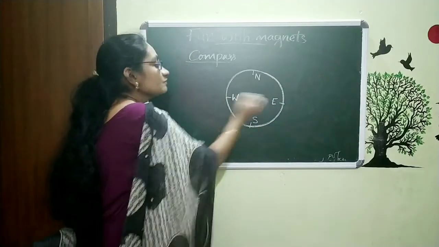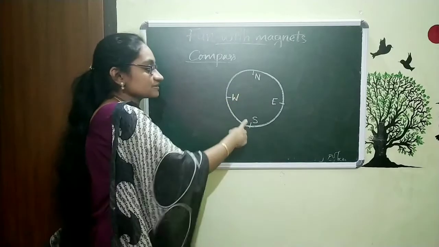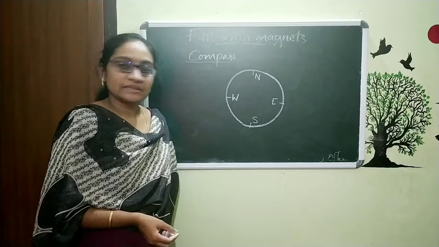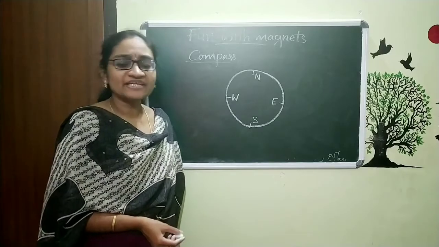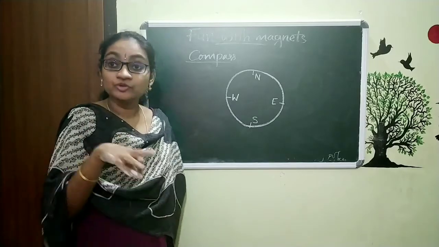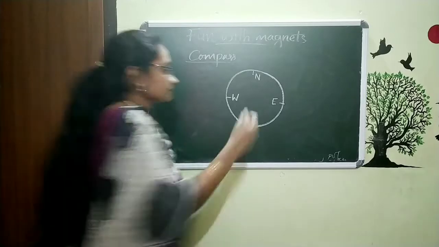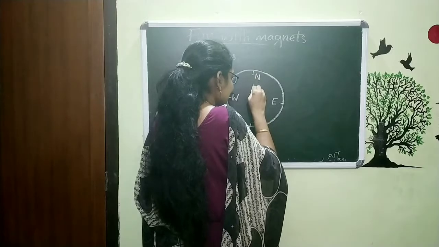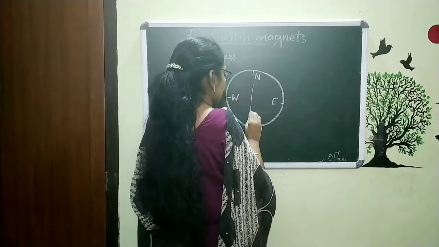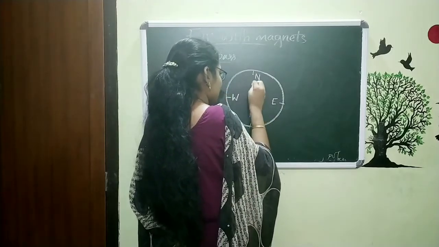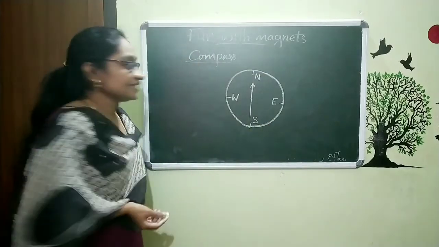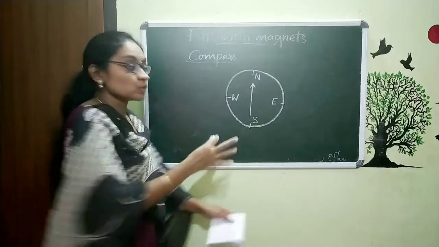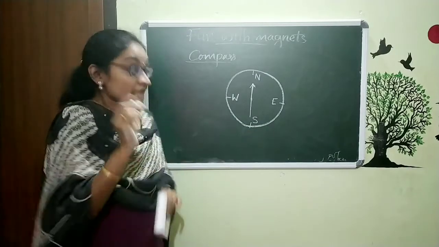This NSWE is nothing but the north, south, west and east. Why are we using this compass? The main purpose of a compass is to identify the location. It always points to north. At the center, you can see a needle. This needle is free to move.